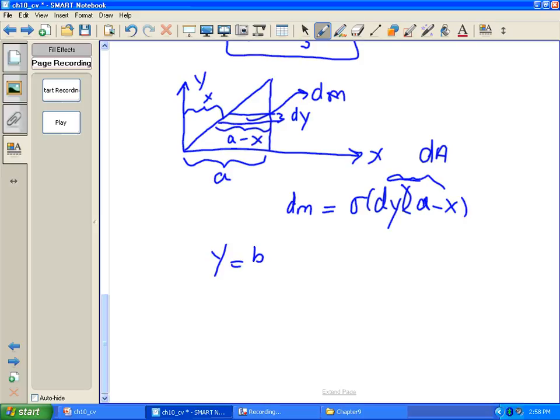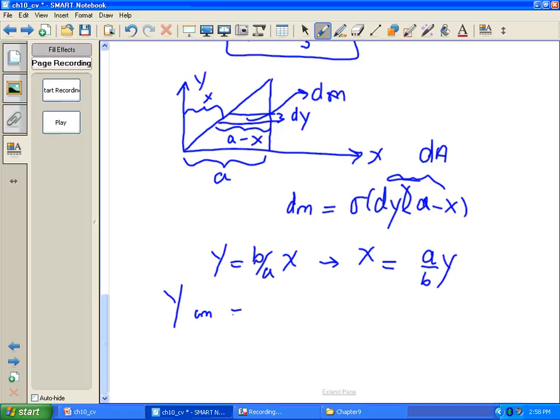Earlier, we found that y is b over a times x from the slope of the line. Solving for x now, we get x is a over b times y. Boy, this is getting easier and easier.